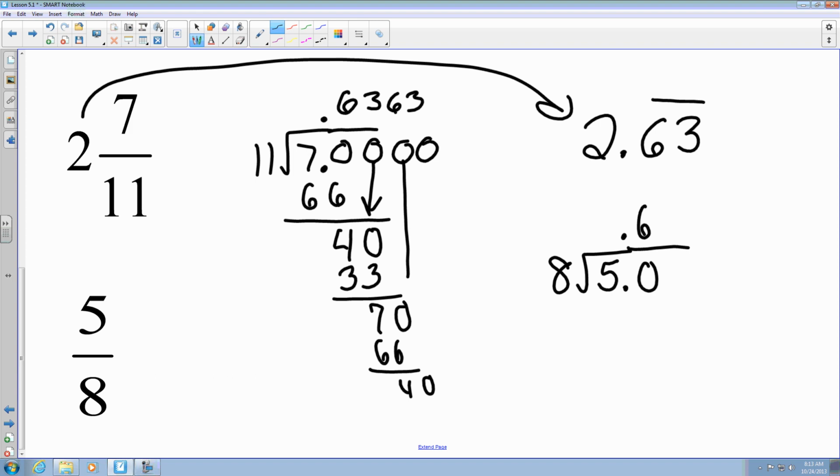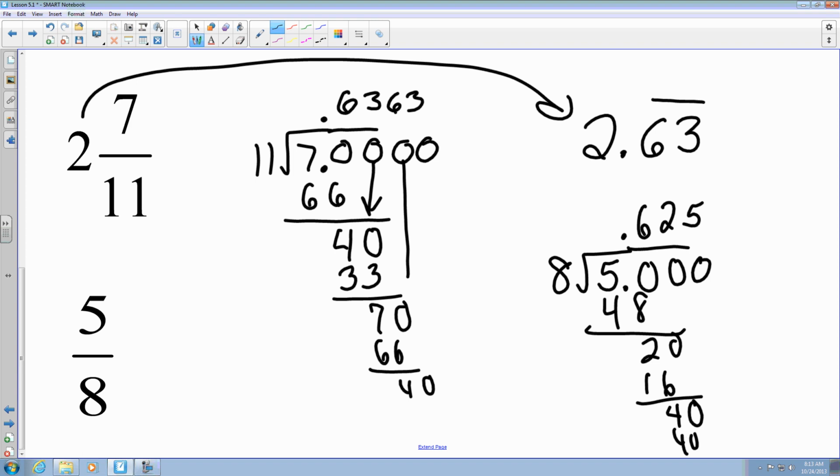it goes in 6 times, so it's going to be 48. The difference is 2, so that means I put another 0, which makes it 20. 8 goes in 2 times, so I got 16. I got 4, another 0. 8 goes into 40 5 times, and the difference is 0. So I have a 0 remainder. So the decimal equivalence of 5/8 is 0.625.